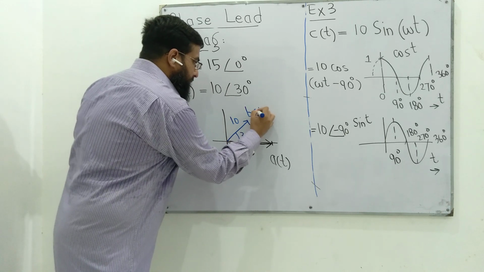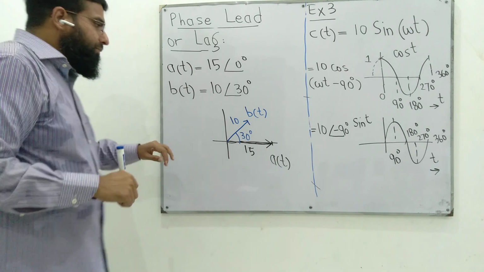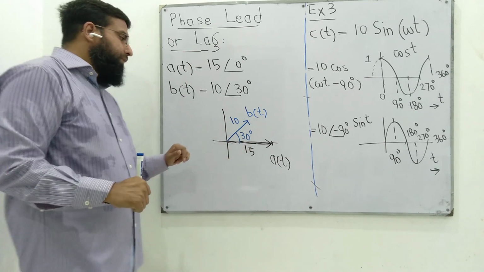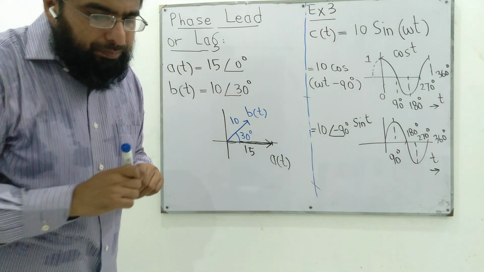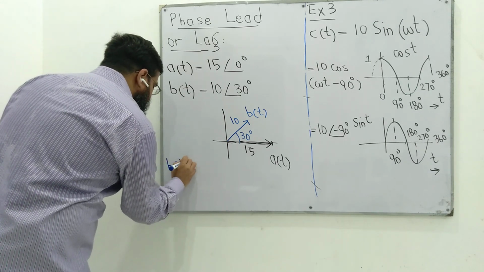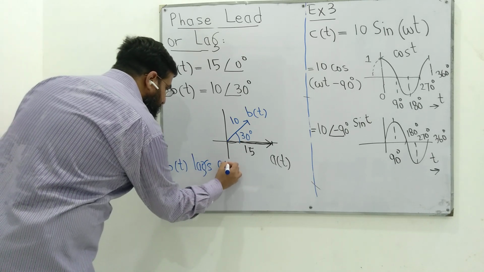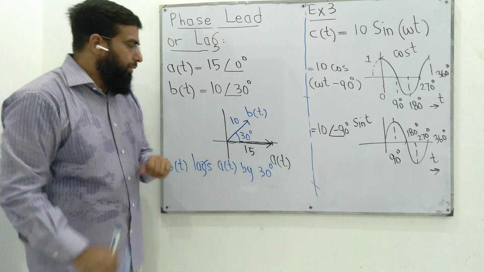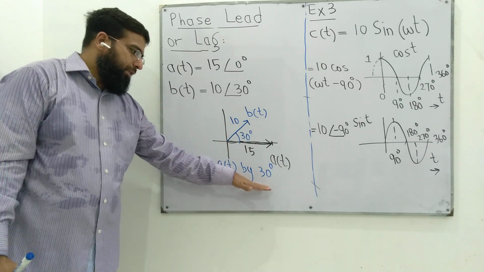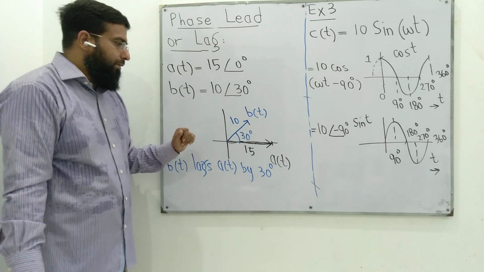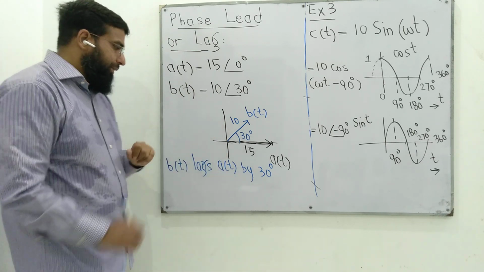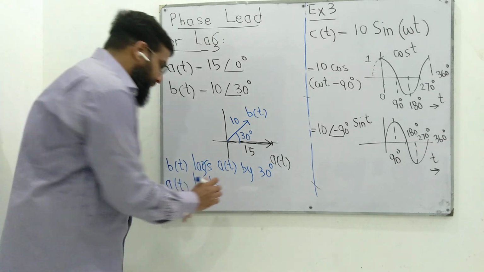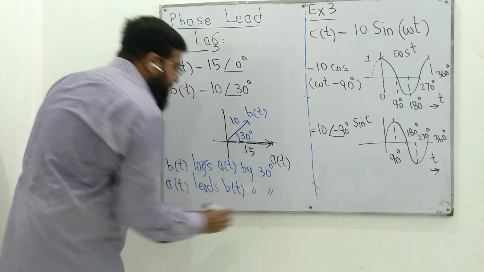So now we have two signals. Which of the two is leading the other or lagging? Since B of t has a positive angle after A of t, B of t is lagging A of t by 30 degrees, because it starts after 30 degrees compared to A of t. So B of t comes later, comes after 30 degrees. Or A of t, in other words, the signal that comes earlier, is the leading signal. It leads B of t by the same amount, 30 degrees.